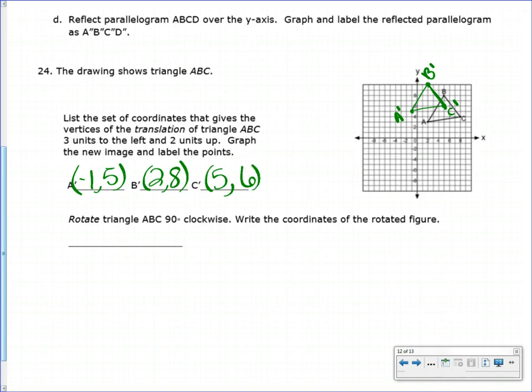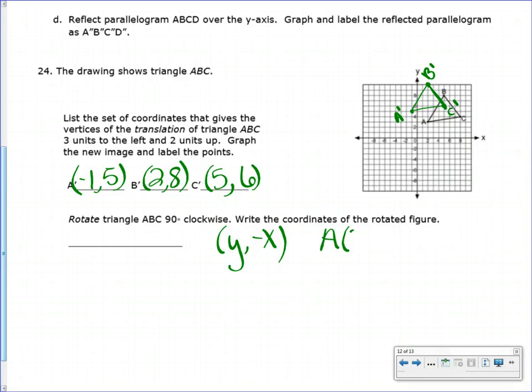Rotate the triangle 90 degrees. The algebraic rule for that is (y, negative x). So we're taking our original triangle ABC, and we're going to turn it 90 degrees to the right. And to find our new points, all we're going to do is take our original coordinates and flip them, and then make your x negative.